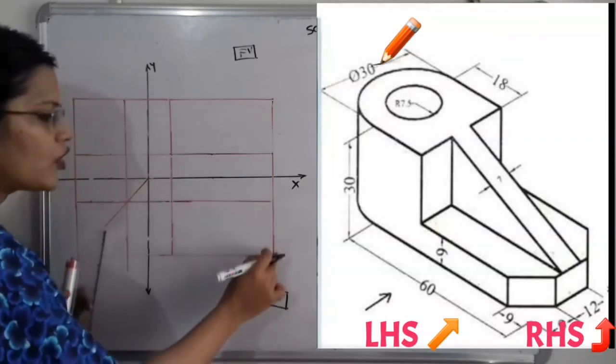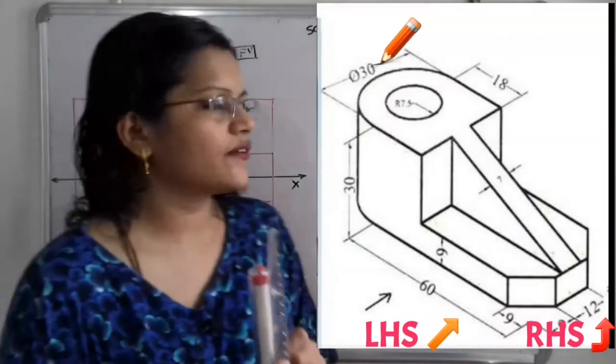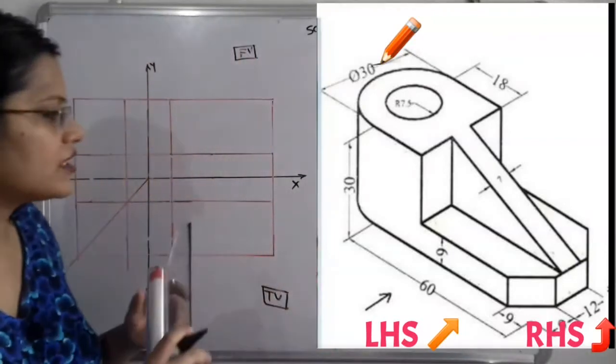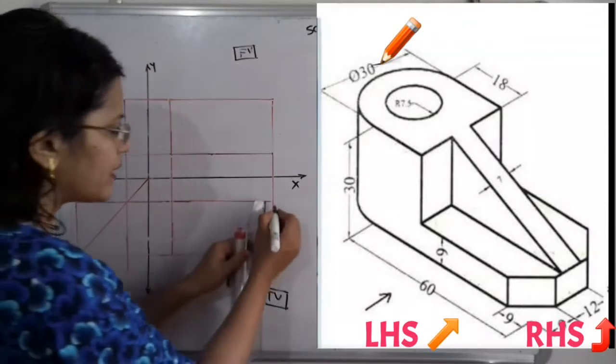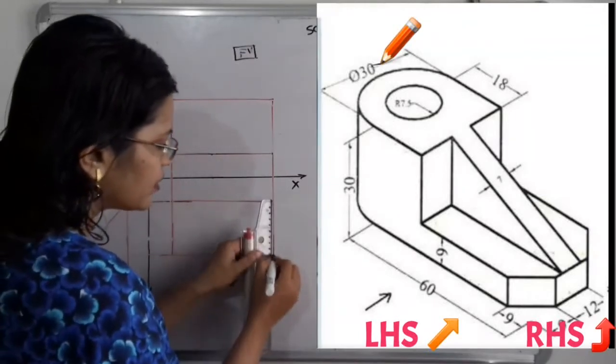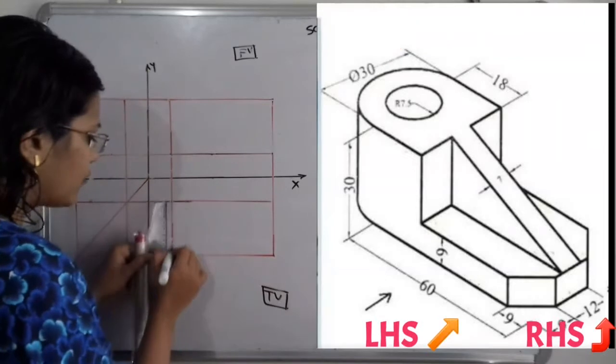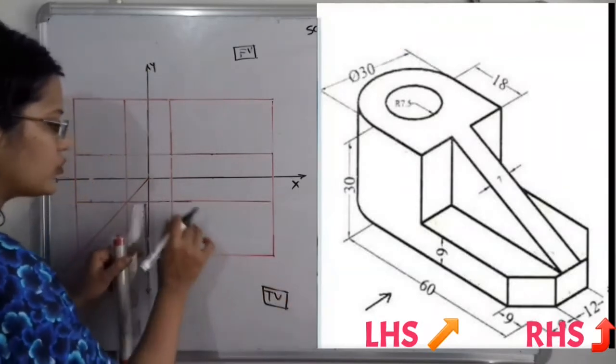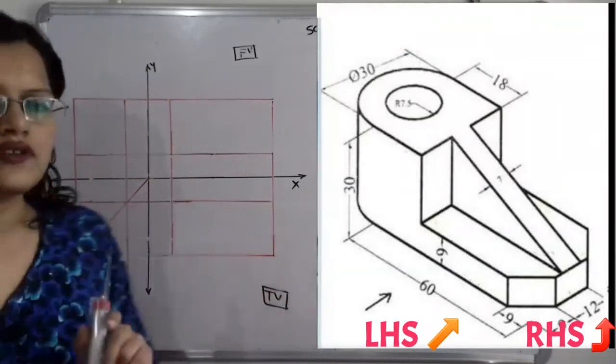So we have to plot here the width. So what is the width? So width is 30 millimeter. So we have to take here distance, that is 30 into 3, 90 millimeter, and we have to complete this block. So this block will be the outline of the top view.